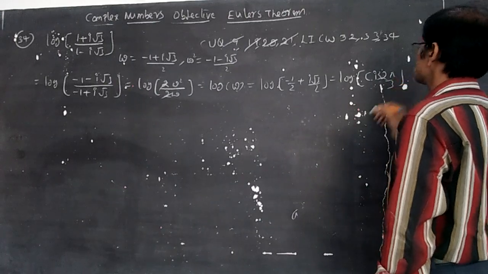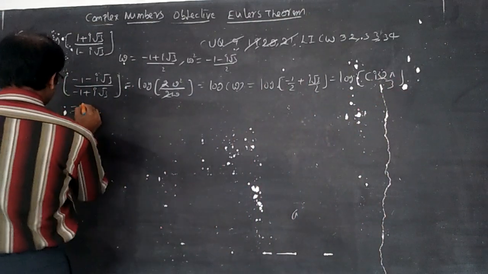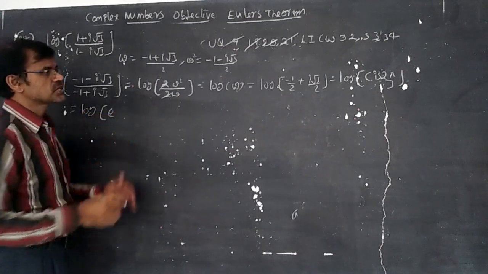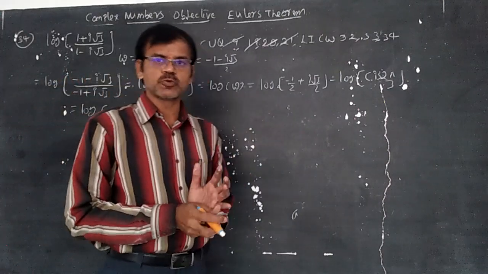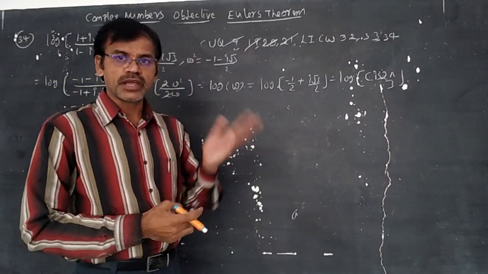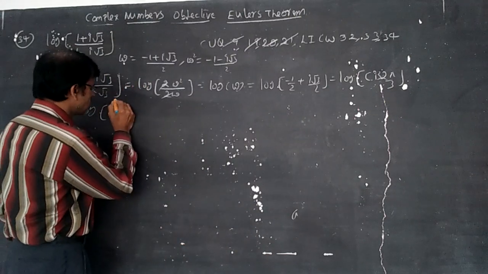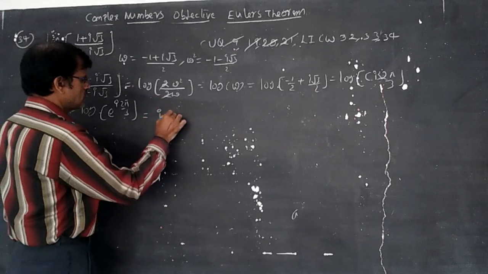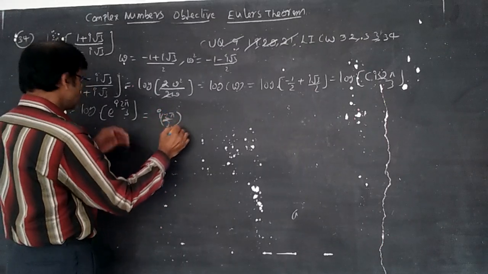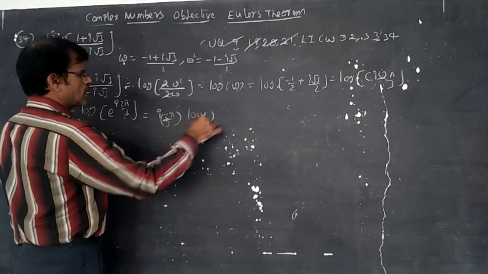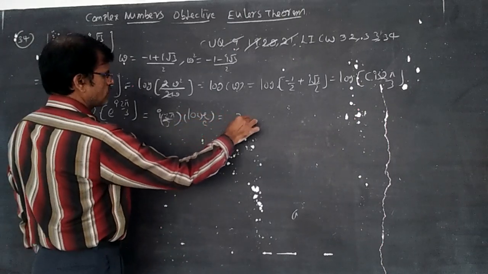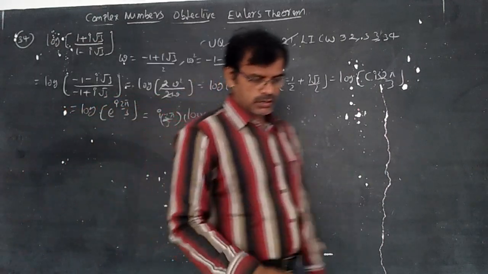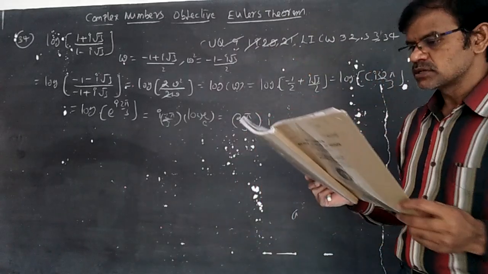Cis theta means cos theta plus i sin theta. So that is equal to log of cis theta, meaning e power i theta. So cos 2 pi by 3 plus i sin 2 pi by 3 gives e power i 2 pi by 3. Now write here e power i 2 pi by 3 into log e. Log e to the base e value is 1 of course. So the value of this given function is 2 pi by 3 into i, or i 2 pi by 3. It is the second option.